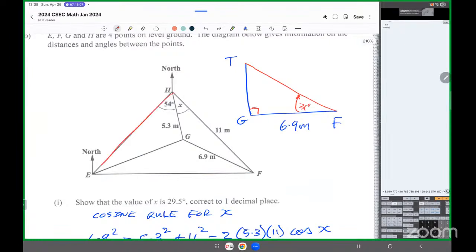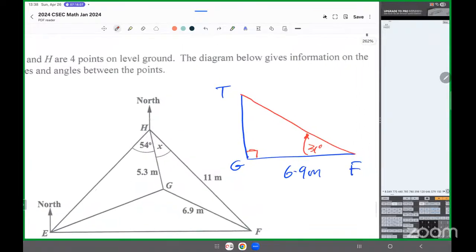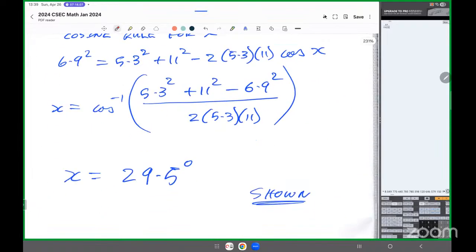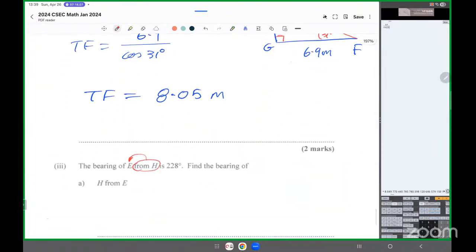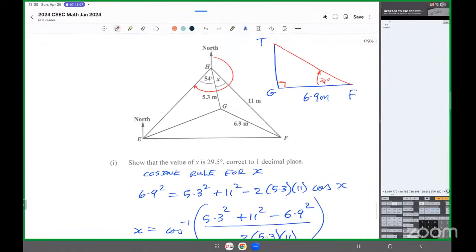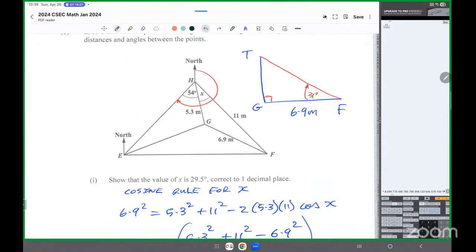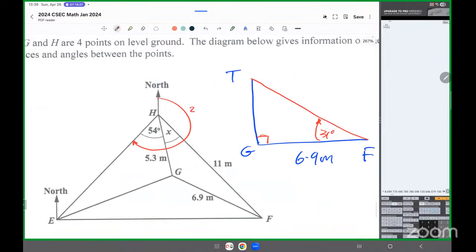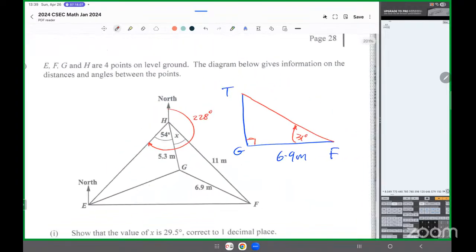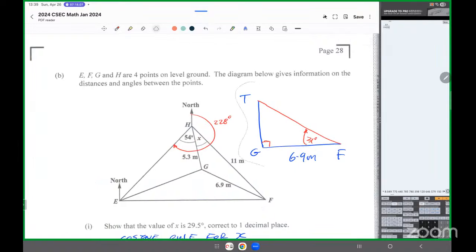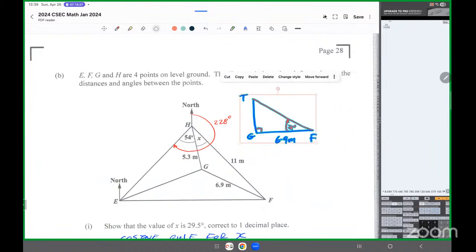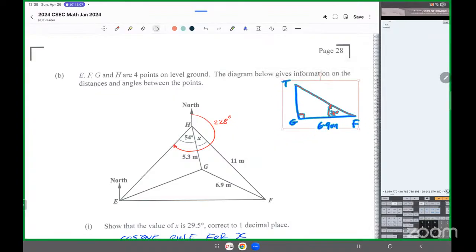So H down to E is 228. Talking about the bearing of this direction, it is all of this angle that is 228 degrees. I'm marking it out in red. So all of that angle is the bearing of this direction from H to E. That is 228 degrees. Let me make it small and put it over here.